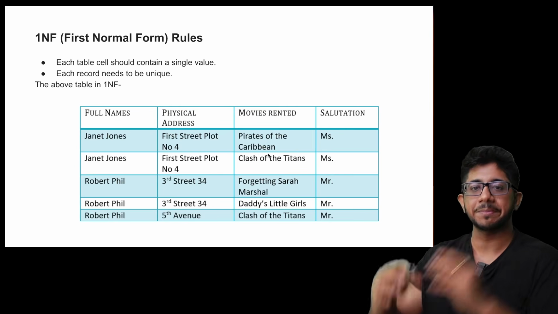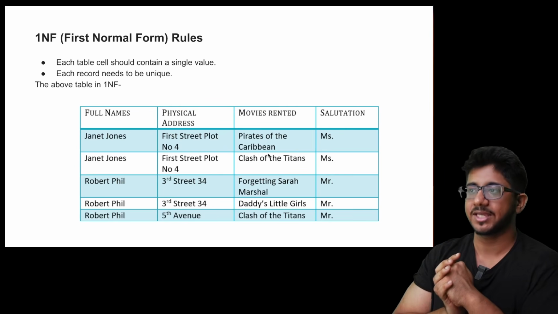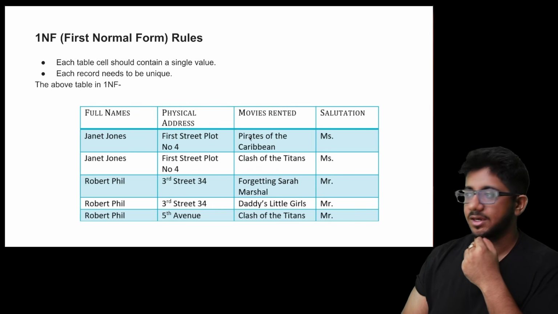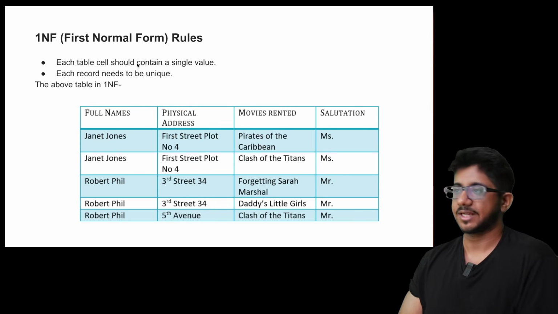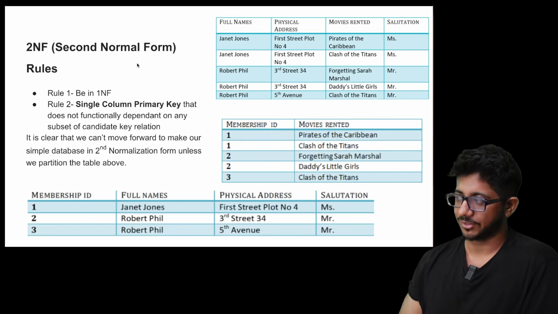So I could have kept them in the same row itself, but that's not the best design. In first normal form, we try to say that every column will have a single value in a single row itself. That is the first normal form. And generally, the second normal form is what we want to get into.